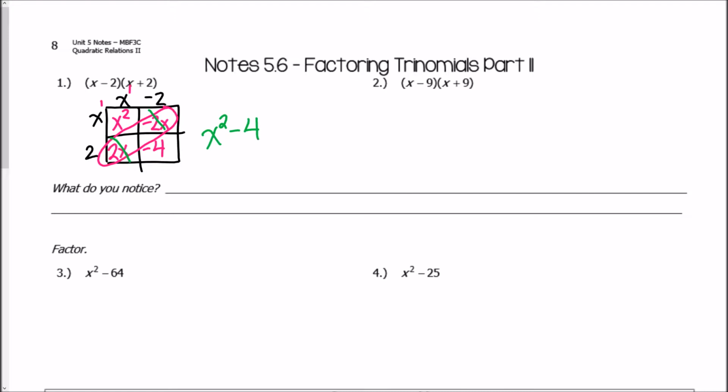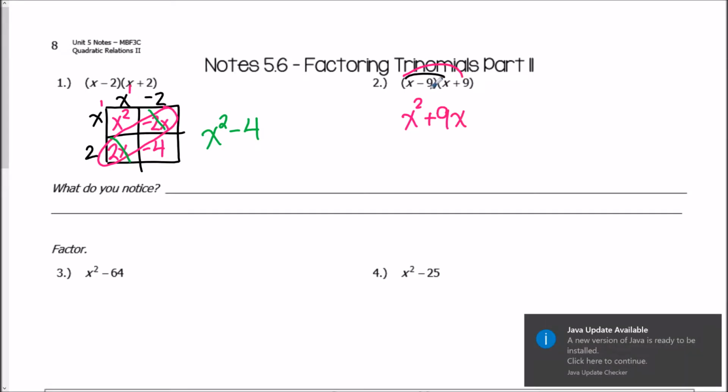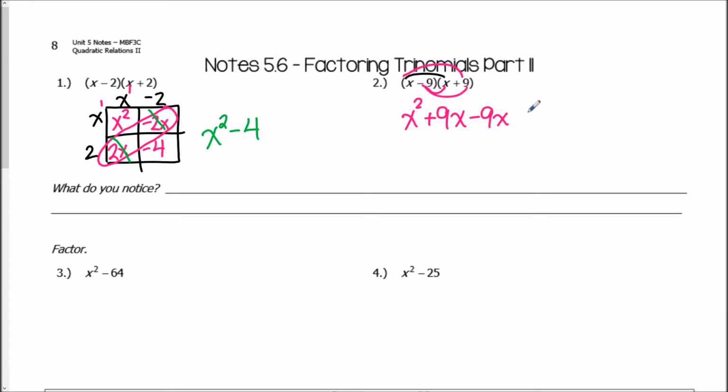Okay? And then for this next one right here, we've got x minus 9 times x plus 9. Sorry, I said we would do FOIL for this one. So I'm going to multiply x times x. If you want to use the box, use the box. That's totally fine. So right here, x times x is x squared. And then when I do x times 9, I get 9x. When I do negative 9 times x, I get negative 9x. And then when I do negative 9 times 9, I get negative 81. Well, these cancel each other out again, so we get x squared minus 81.